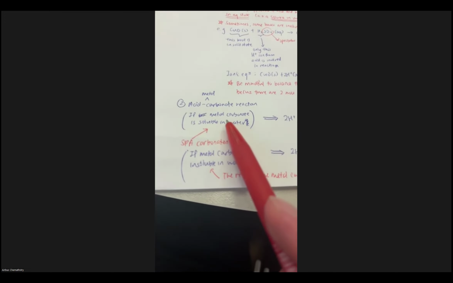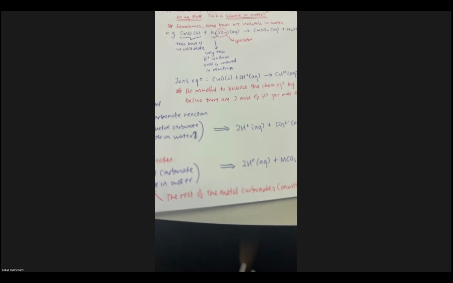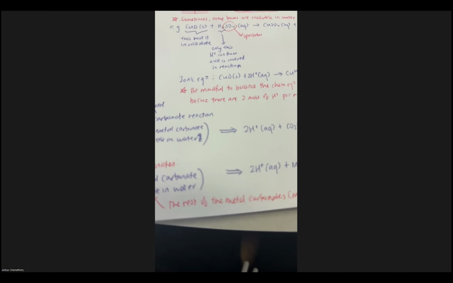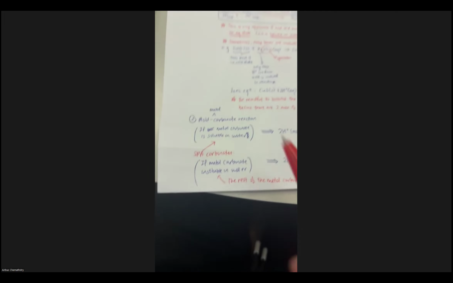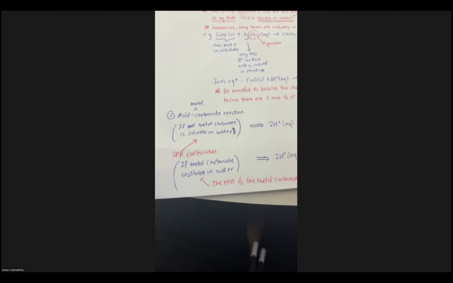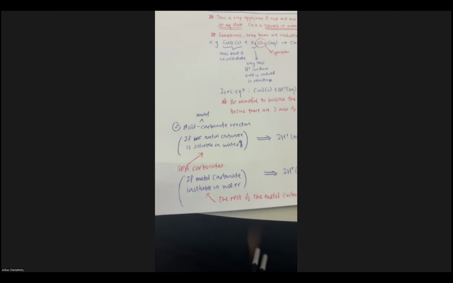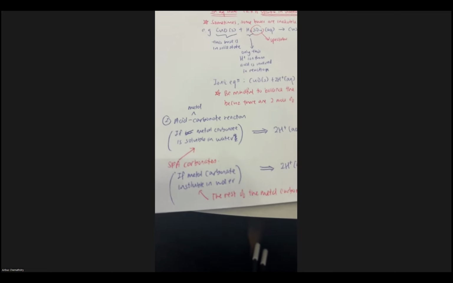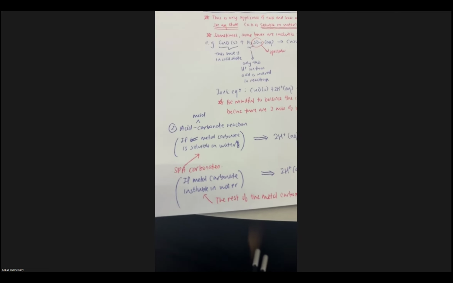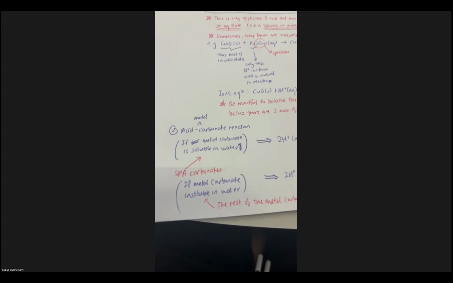So if the metal carbonate is soluble in water, right? So what is going to happen? Acid carbonate gives you salt, carbon dioxide, and water. Usually the salt is the one that is not involved in the reaction. The only ones involved in the reaction are the acid and the carbonate. That is why you must truly understand the name of the reaction. This reaction is called acid carbonate for a reason.